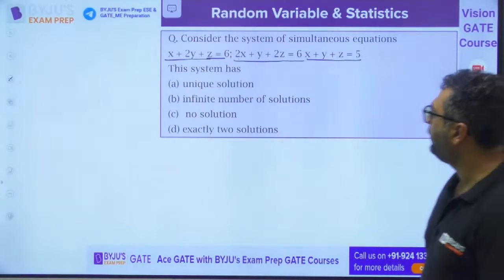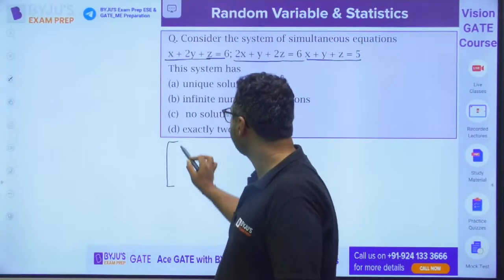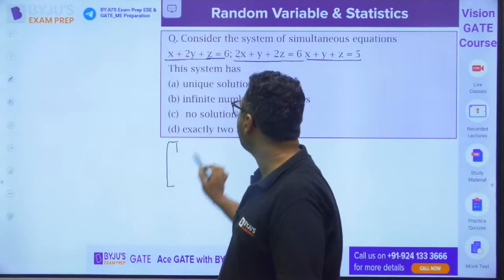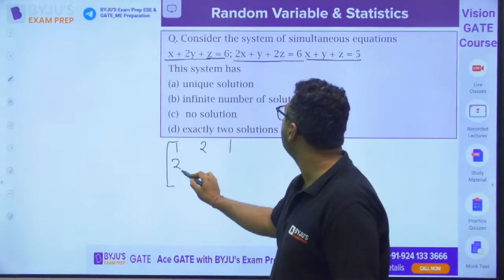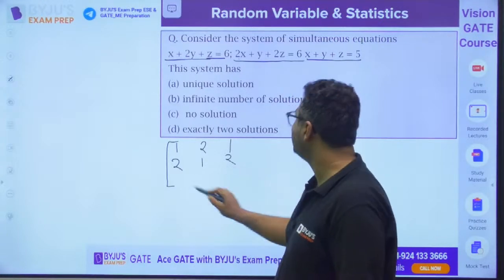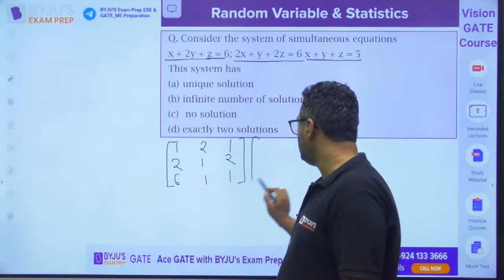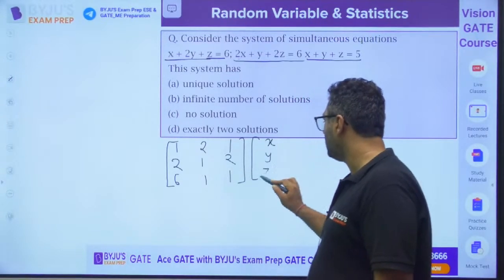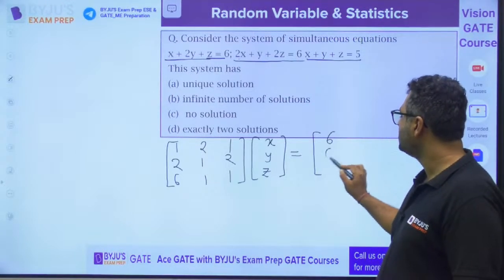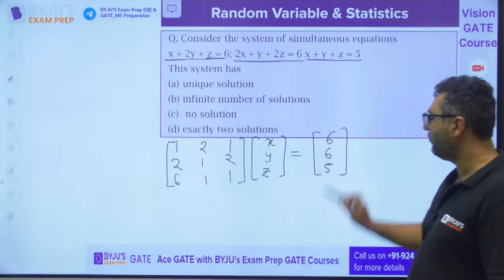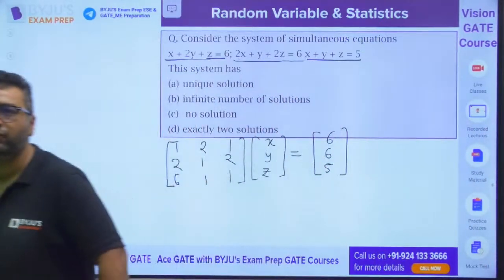I hope everybody is getting what to do. We will have a matrix: the coefficients of X are 1, of Y are 2, of Z are 1. Then we have 2, 1, 2, and 6, 1, 1, into X, Y, Z equals 6, 6, 5. You can go for the augmented matrix.